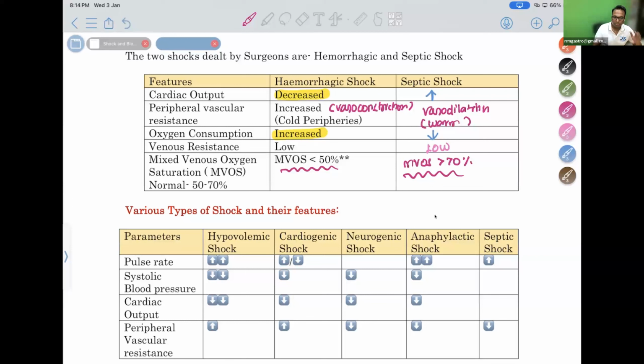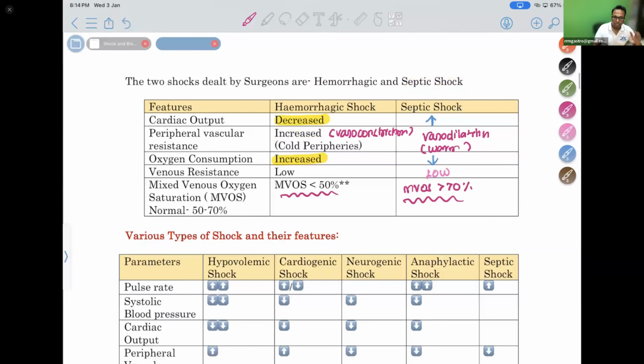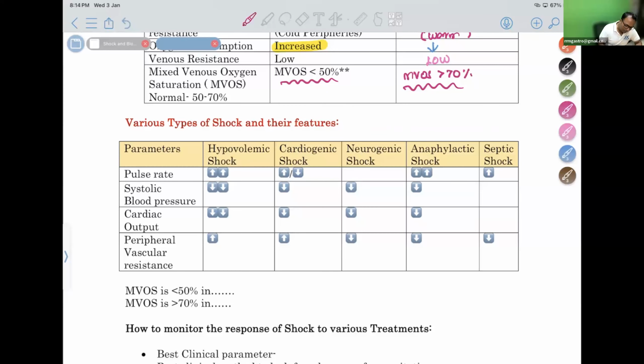The two types of shocks, hemorrhagic shock and septic shock, the important features, don't forget. And coming to the classification of these shocks, I'm just going to give you some important points between all the shocks: pulse rate, systolic BP, cardiac output, peripheral vascular resistance. This table is taken from Bailey, and this question is repeatedly asked in the exam. So I want you to remember this table. It is the same content we discussed.